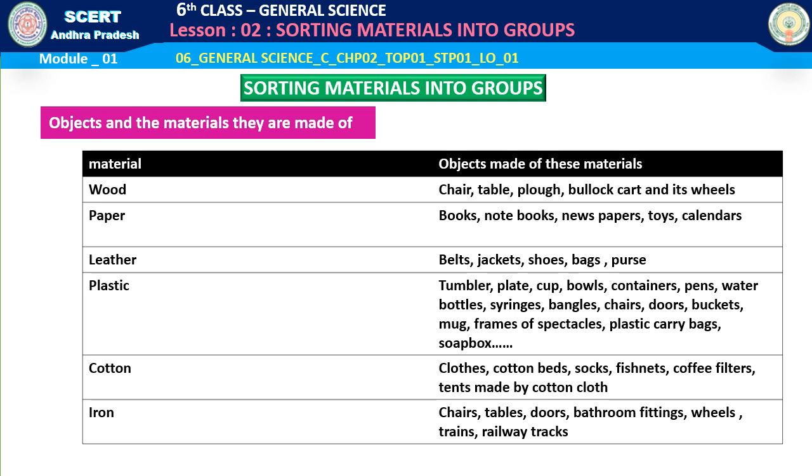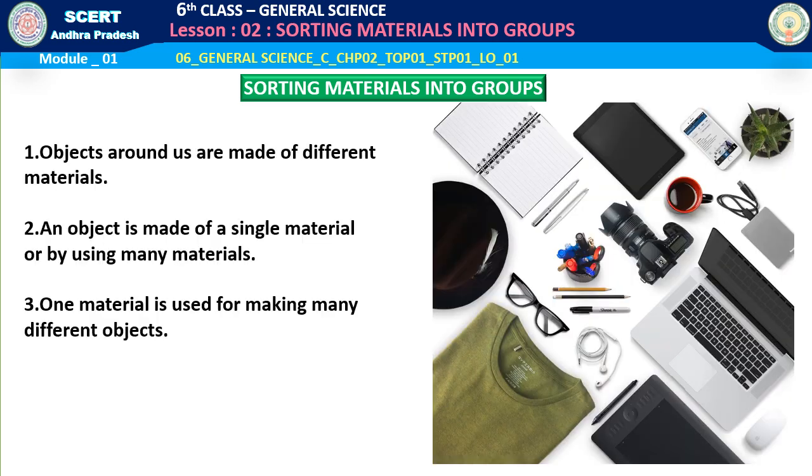What have we learned from these tables? Let us have a look. Objects around us are made of different materials. We know that objects are made by using glass, metal, plastic, wood, cotton, mud and paper. An object is made of a single material or by using many materials. For example, shirts are made by using cotton or by using different synthetic fibers.